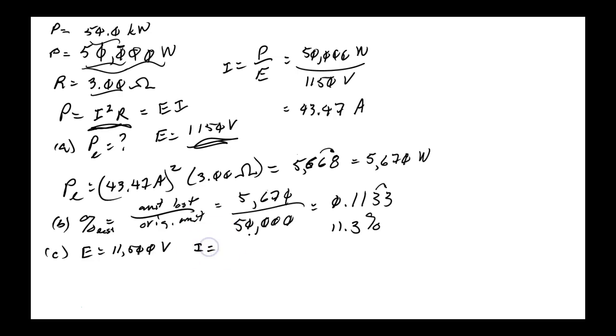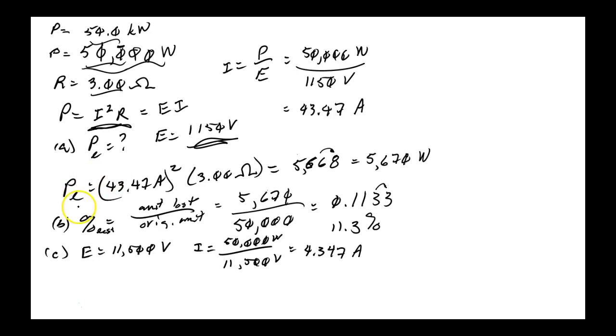Again, we do everything just like we did before. Find out what I is. I is equal to P, which is 50,000 watts, divided by E, which is now 11,500 volts. So what's your current? The current now is going to be 4.35, right? I'm going to keep the 4.347 for now, and that would be amps. So you dropped your current a lot.